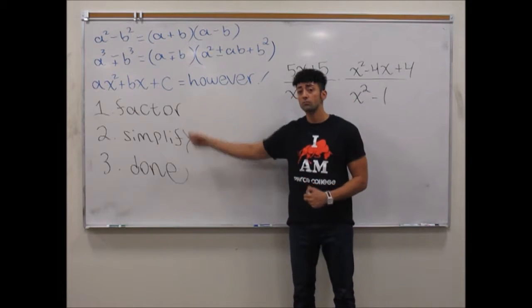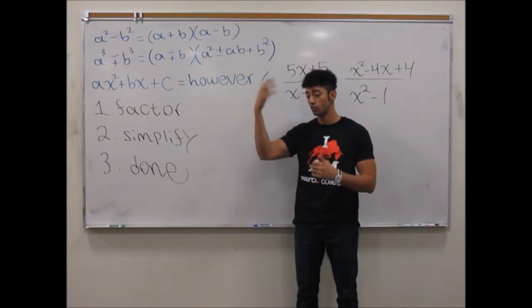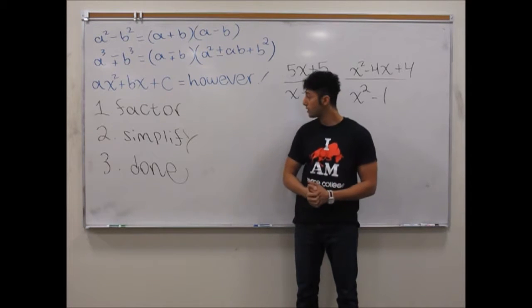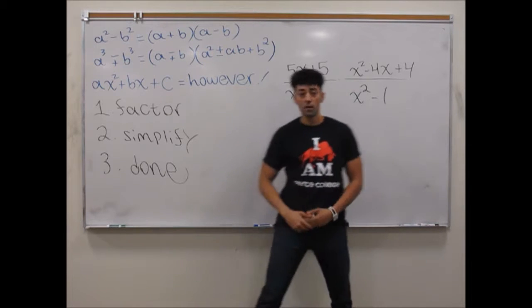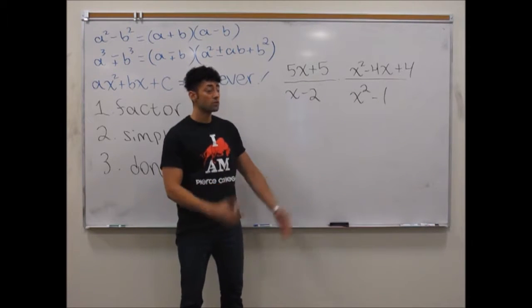We're just going to factor. That's the main important thing. Try to factor the numerator and denominator, factor as much as you can. Simplify, cross stuff out, and then we're done. So here I have an example. We're going to start with multiplication first.